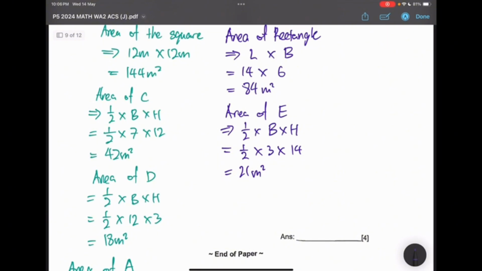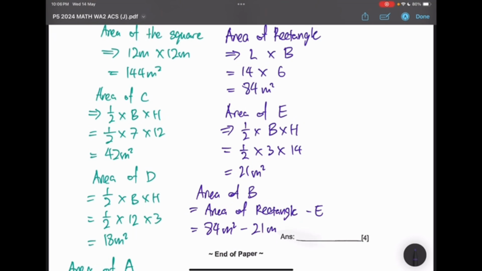So knowing these two figures, I can find the area of B, which is simply the area of the rectangle minus E, which is 84 meters square minus 21 meters square. And this would simply give me 63 meters square.